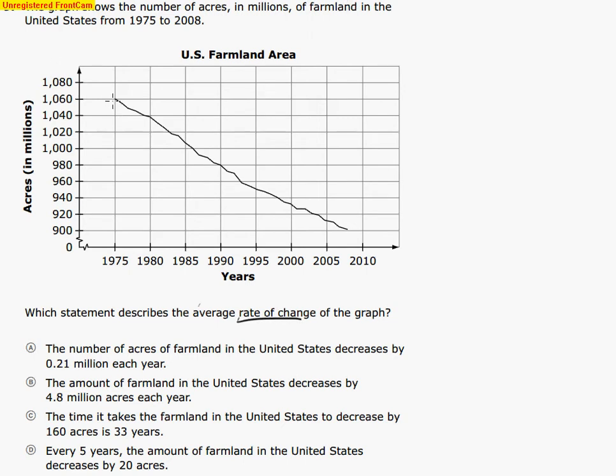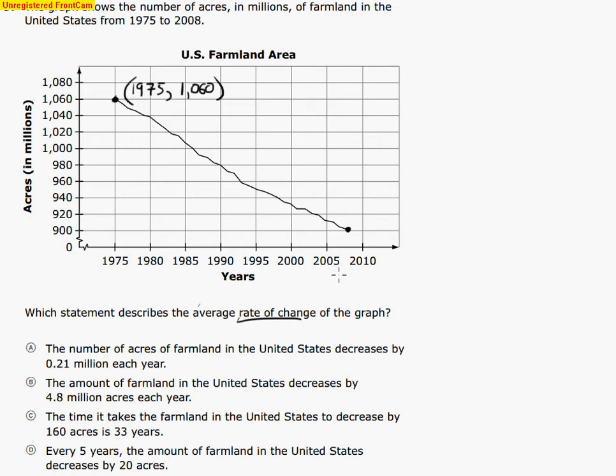So what I want to do is go on here and pick my greatest point and my least point. My greatest point is going to happen at 1975, so 1975, comma, and then 1,060 million acres. So that's my first point.